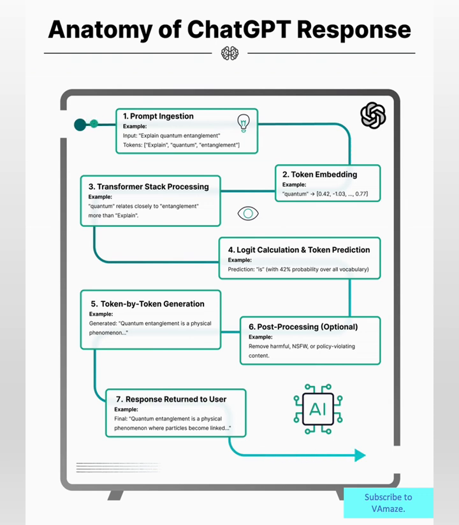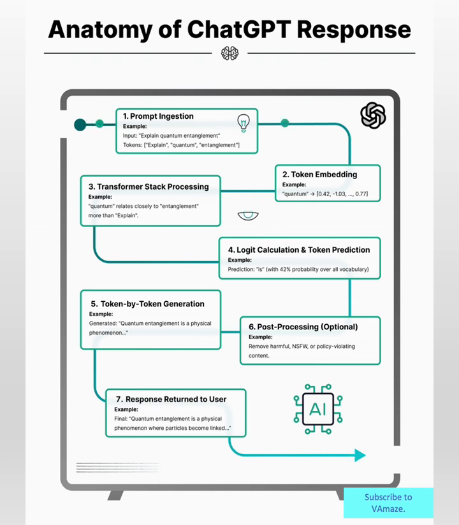Quality assurance. Beyond safety, post-processing may include quality checks to ensure the response is coherent, relevant to the original prompt, and meets the expected standards for helpfulness and accuracy. Formatting and structure. The system might also apply final formatting, ensure proper paragraph structure, or make minor adjustments to improve readability and presentation.